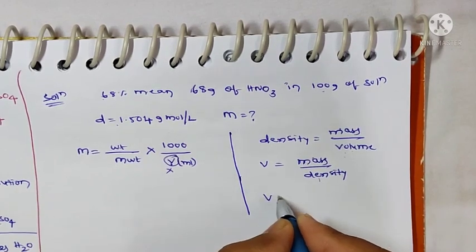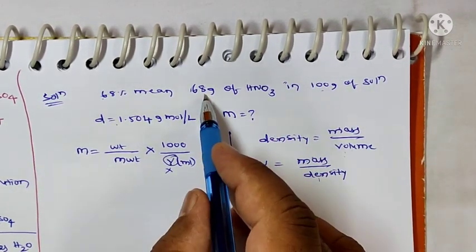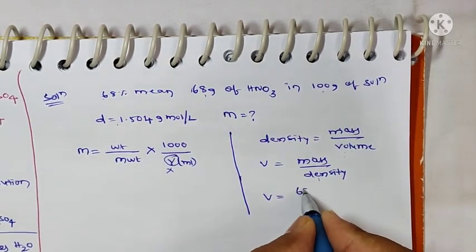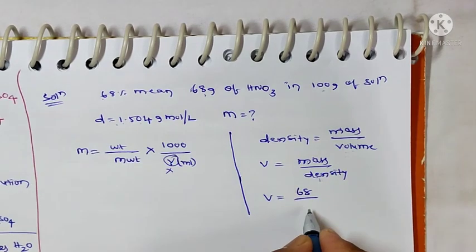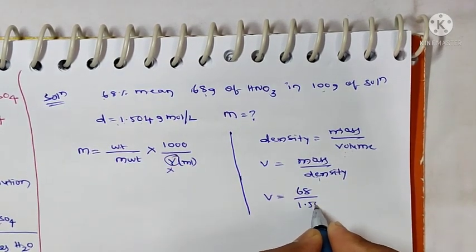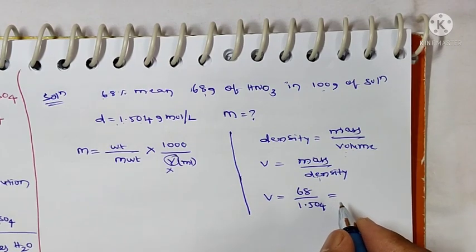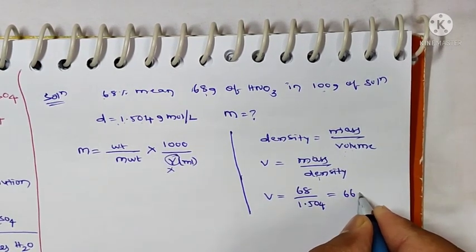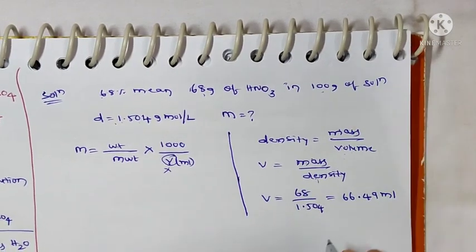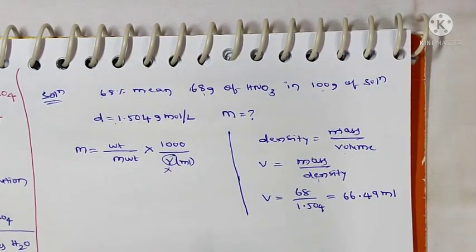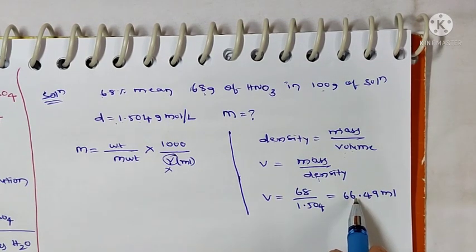So here volume is equal to mass. The mass is 68 grams, divided by density 1.504. If you do this calculation, we will get 66.49 mL. So we got that value.